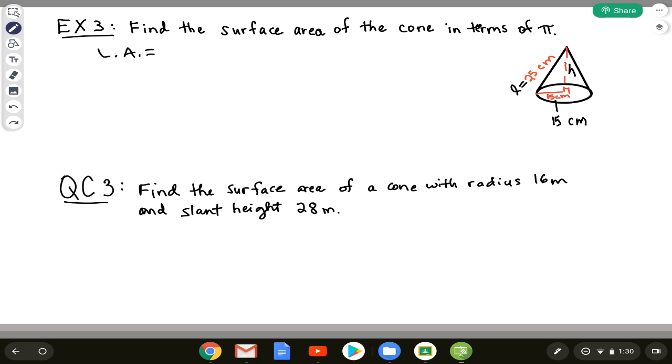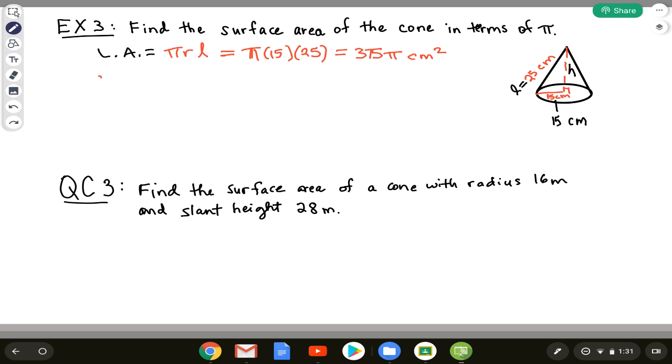I'm going to change pen colors. All right, so the lateral area is just pi times the radius times the slant height, which is going to be pi times 15 times 25. They asked me to leave it in terms of pi, so I can multiply the 15 times 25, but I'm going to leave the pi there. That's going to end up giving me 375 pi. Oops, I forgot the 5. And that's going to be in centimeters squared.